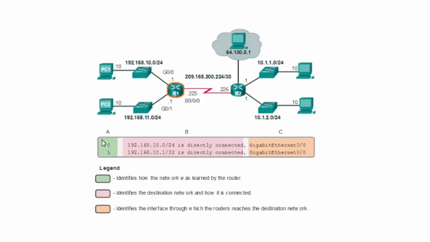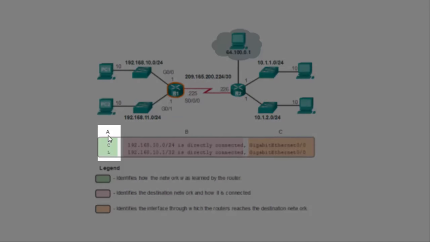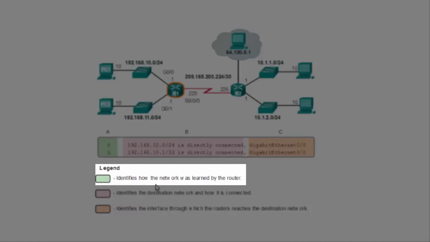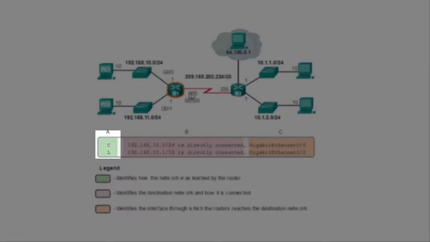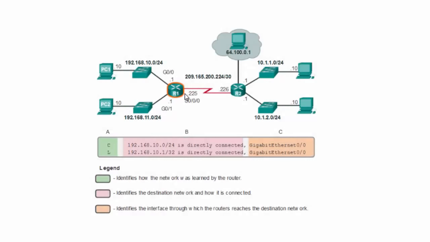So in details, the routing table includes the A section, or the A column, which identifies how the network was actually learned, how the router learned about this network. If it's C, this means it's directly connected, which means that the router will by default include all the directly connected networks once it starts and it activates the interfaces. So once the router starts and activates all these interfaces, it will detect automatically that these networks are directly connected to it.